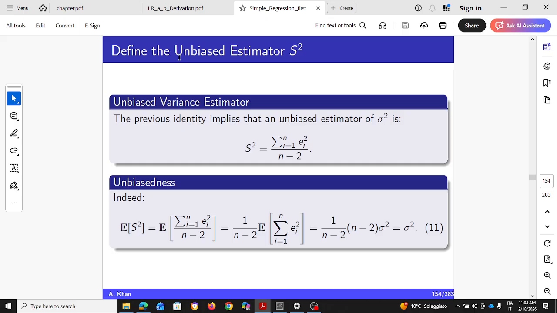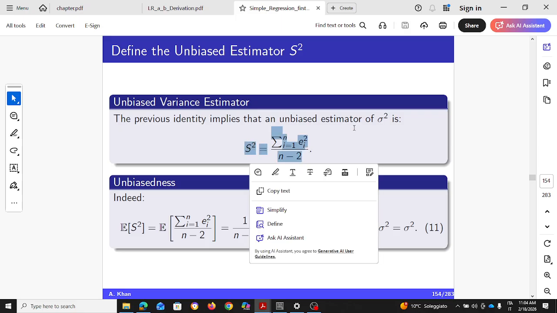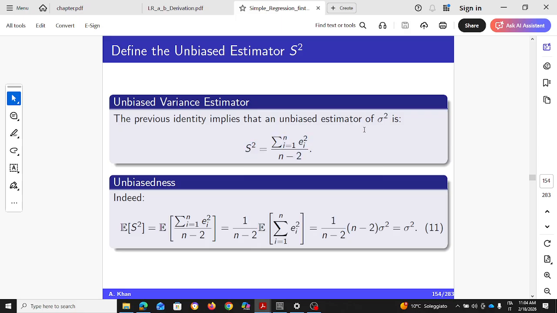So to get the real value for the sigma square, we denote it now by s square while taking into consideration the degree of freedom, which is now n minus 2. So the unbiased estimator for sigma square can now be written in this form.